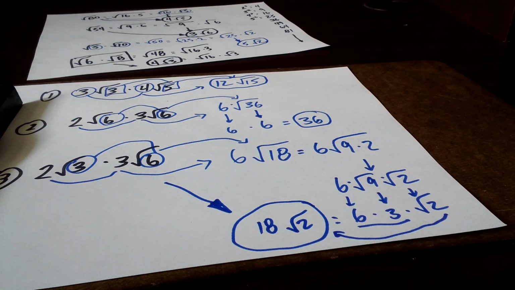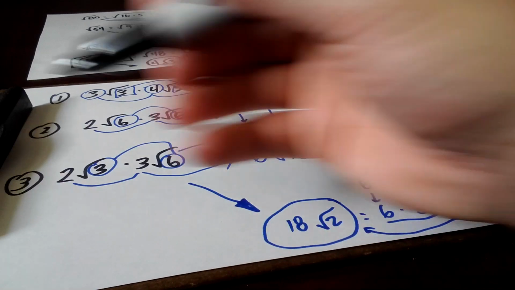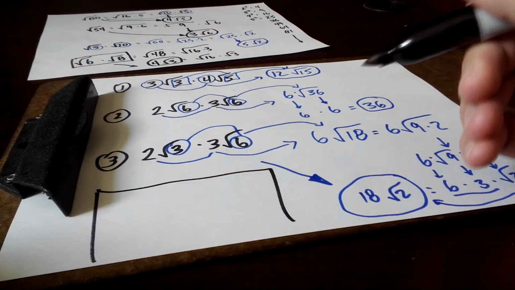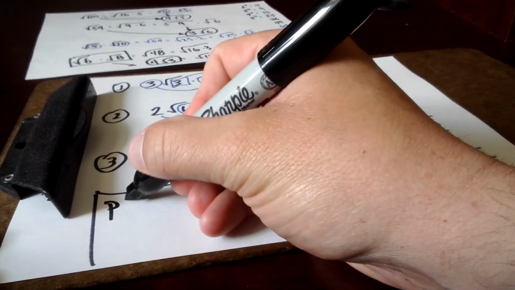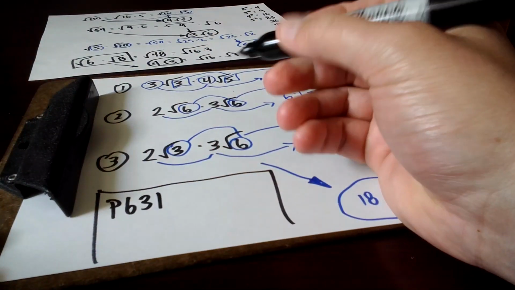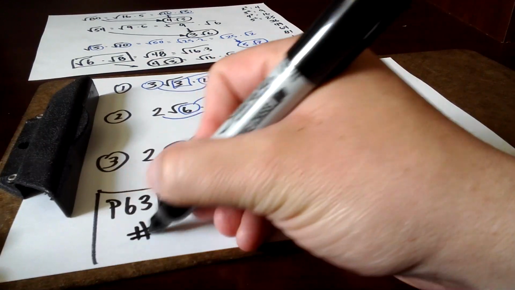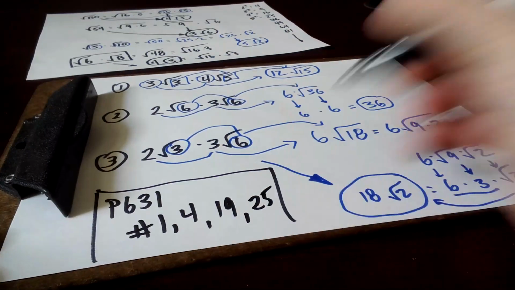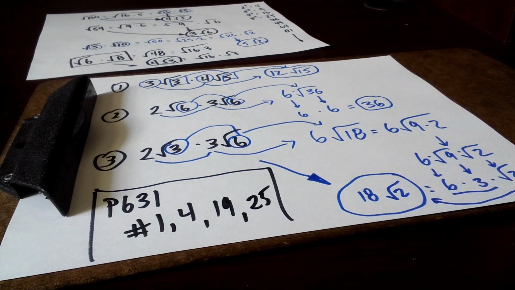All right, so that's the lesson for today. This is lesson 1. I have a couple of homework problems, and I will post them there as well. But here it is. I want you guys to get on page 631, okay? And I want you to do numbers 1, 4, 19, and 25. I want to be very clear with you. Guys, these are not due. I'm not interested in these at the moment. These are just for you to practice, okay?